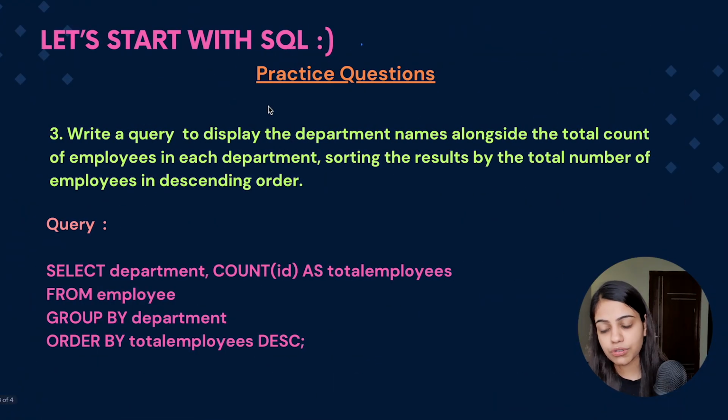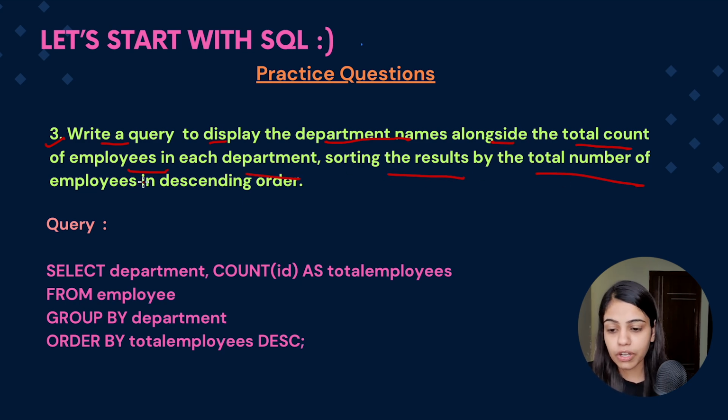So let's see the next query. The next query is: write a query to display the department names alongside the total count of employees in each department, sorting the results by the total number of employees in descending order. So we have to display the department names which are present in our employee table. So we'll use the group by clause.